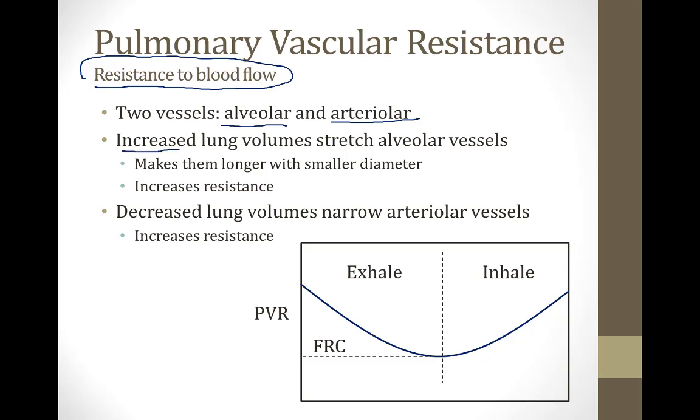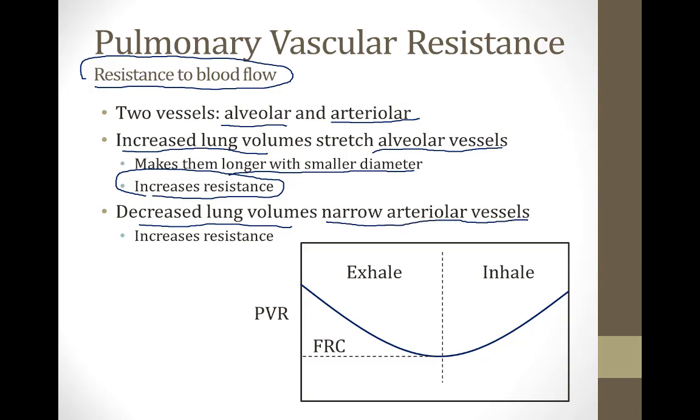When you take in a breath, you increase the lung volumes, and this stretches the alveolar vessels. It makes them longer with a smaller diameter, and this increases their resistance to flow. When you exhale, you decrease lung volumes, and this is good for the alveolar vessels. They want decreased lung volumes. However, those extra alveolar vessels, the arteriolar vessels, become narrow when the lung volumes go down, and this increases their resistance. The result is that you have a push-pull, so the alveolar vessels want the lung volumes to be small, and the arteriolar vessels want the lung volumes to be high.